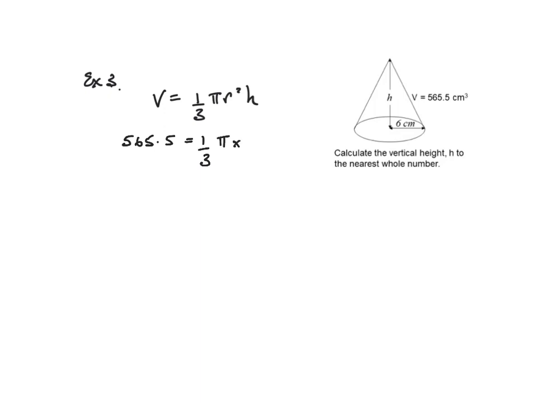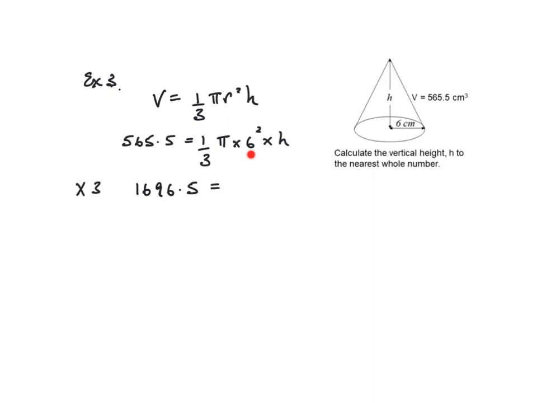The base radius is 6, so that's 6 squared times h. So let's get rid of the dividing 3 first. I'm going to multiply both sides by 3. So calculator, 565.5 times 3 gives us 1696.5.